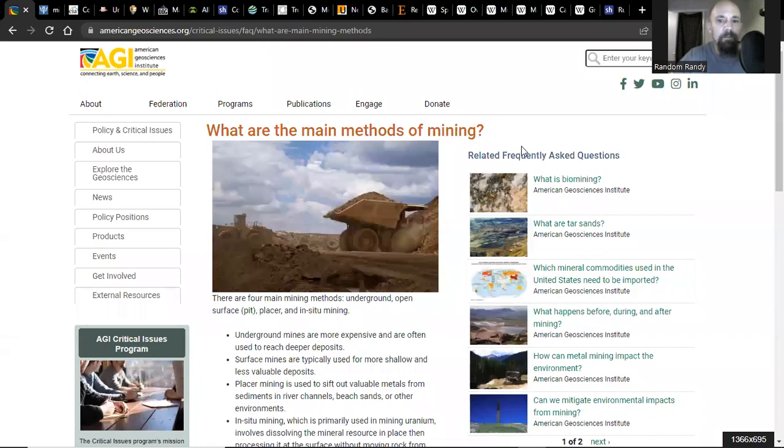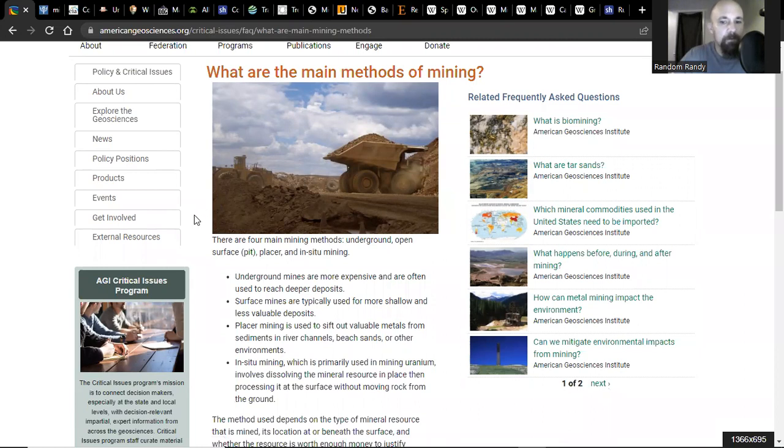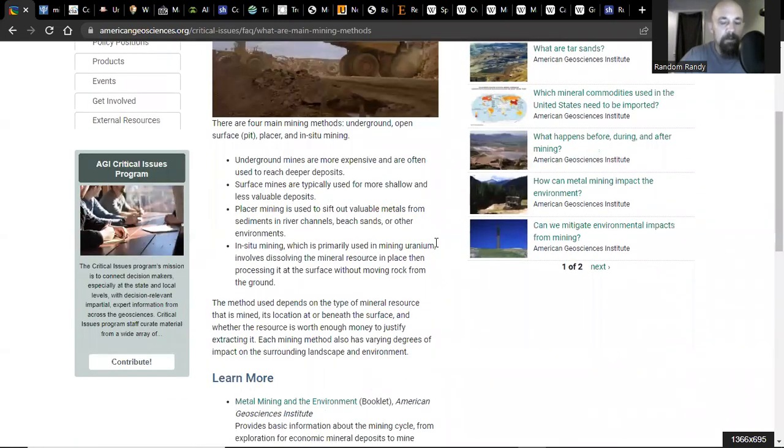There we go. All right. So first off, what are the main methods of mining? There are roughly 4 main mining methods: underground, open or surface pit mining, placer mining, and in situ mining, which is in-site mining. So underground mines, more expensive and used to reach deeper deposits. Surface mines, used for more shallow and less valuable deposits. Placer mining is used to sift out valuable metals from other sediments in river channels, beach sands, other environments. Now, in situ mining is primarily used in mining uranium.